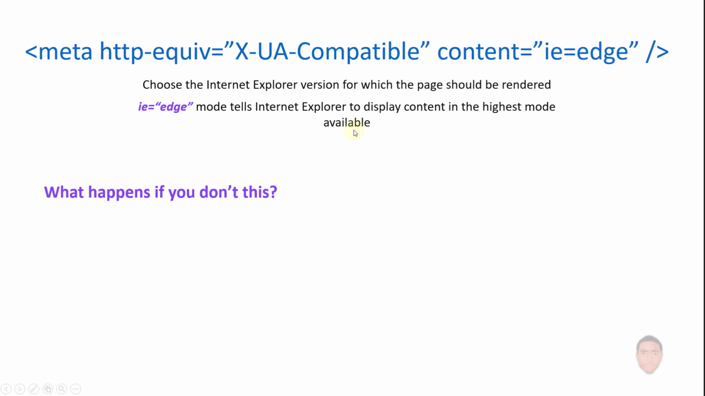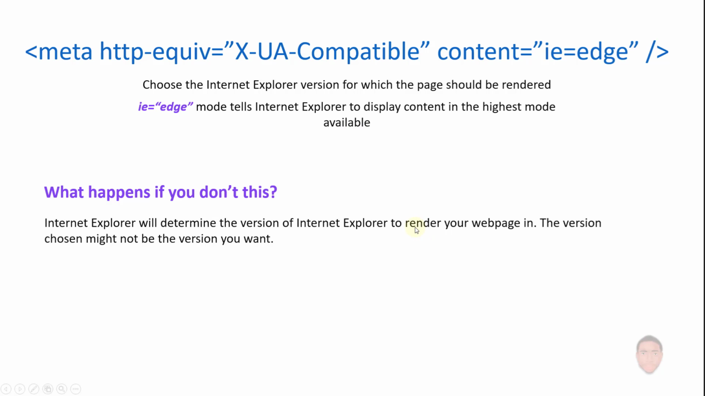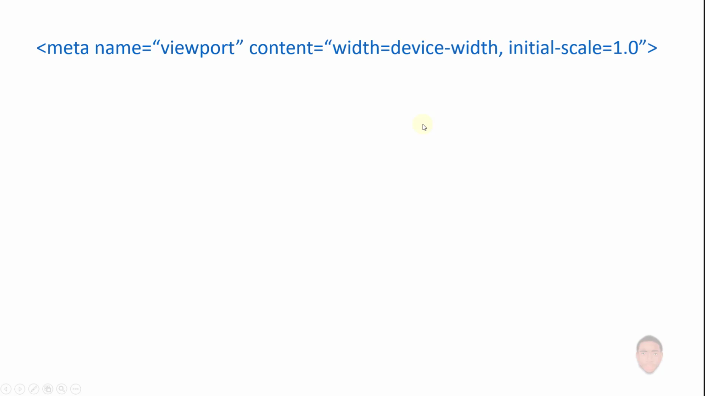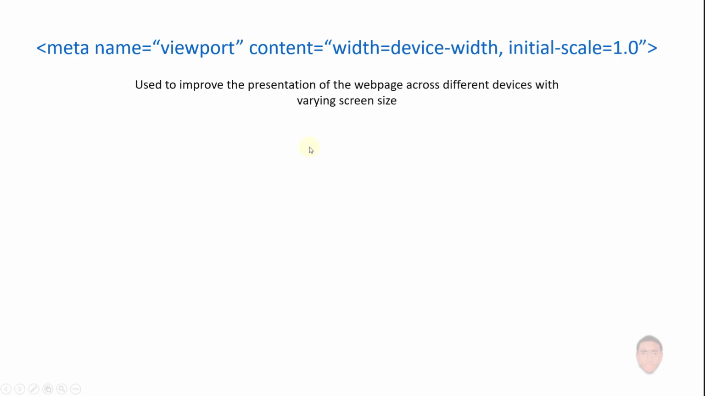So what happens if you don't do this? Well, Internet Explorer might render the page with a version you don't want, and things might look messy. But this is only if you specifically want to support Internet Explorer, that's the old Internet Explorer. Another tag that we have inside the head is the meta tag that specifies the viewport.